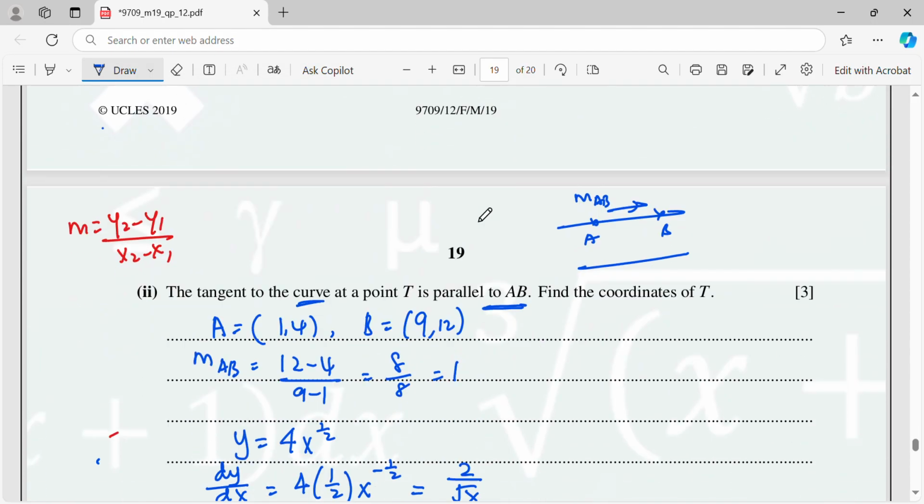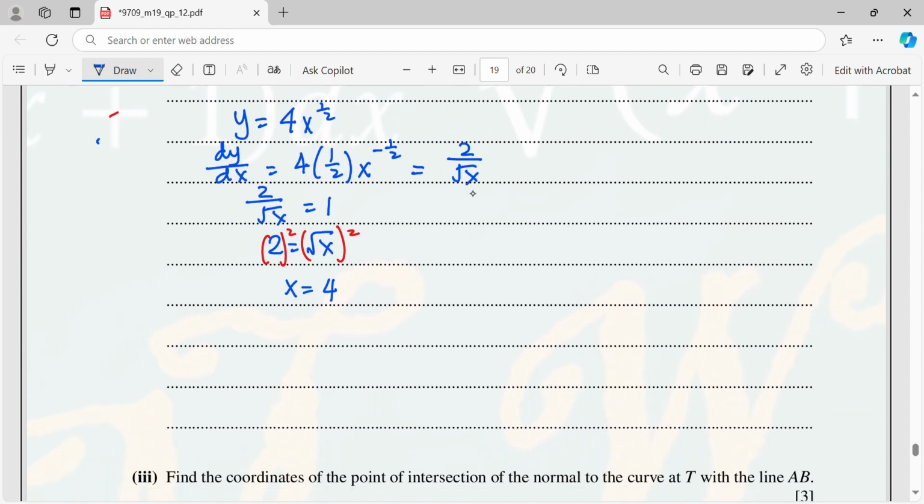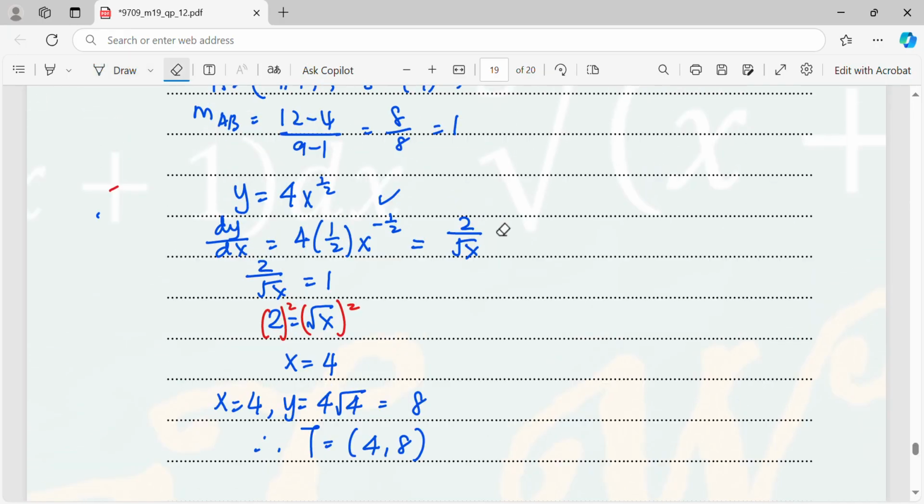Okay, go back to the question. We have found the x coordinate. But now we need to find the coordinates of the point T, which means we need to find the y value, the y coordinate. And we see here, the tangent to the curve at the point T. That means this point T also lies on the curve, right? So I get my y coordinate from the curve. When x equals 4, my y is 4 square root 4. That is going to be 8. Hence, I get my point T with coordinates (4, 8). So that solves this part.